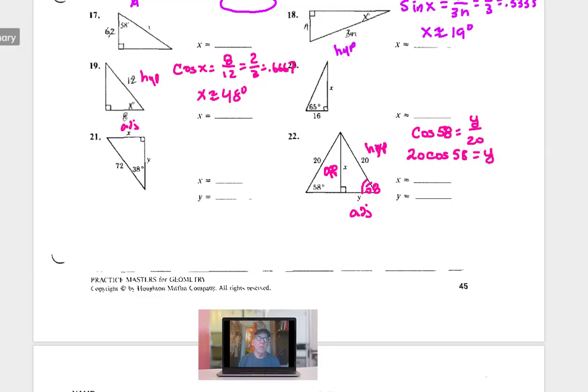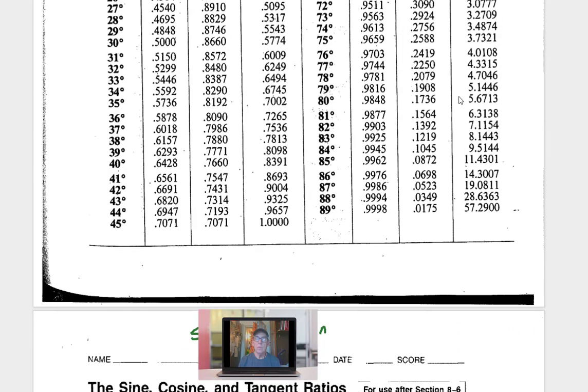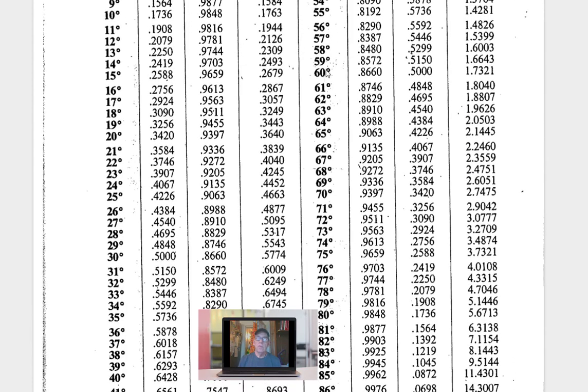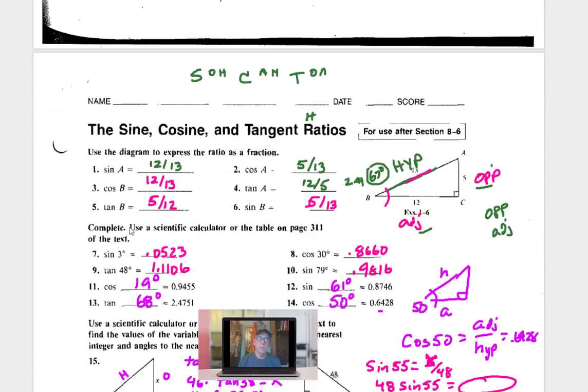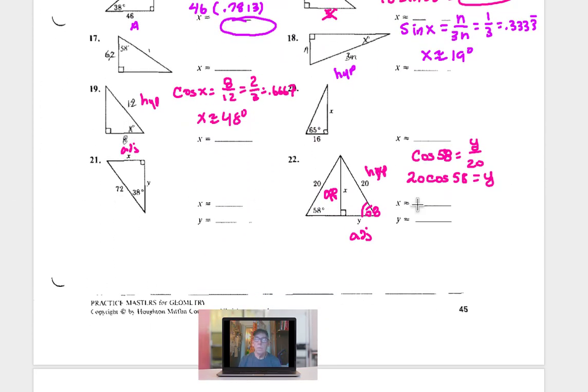So if we go to our table and look up cosine of 58, here's 58, cosine 0.5299. So we're going to be doing 20 times 0.5299. And whatever that comes out to be, that's going to be your y.